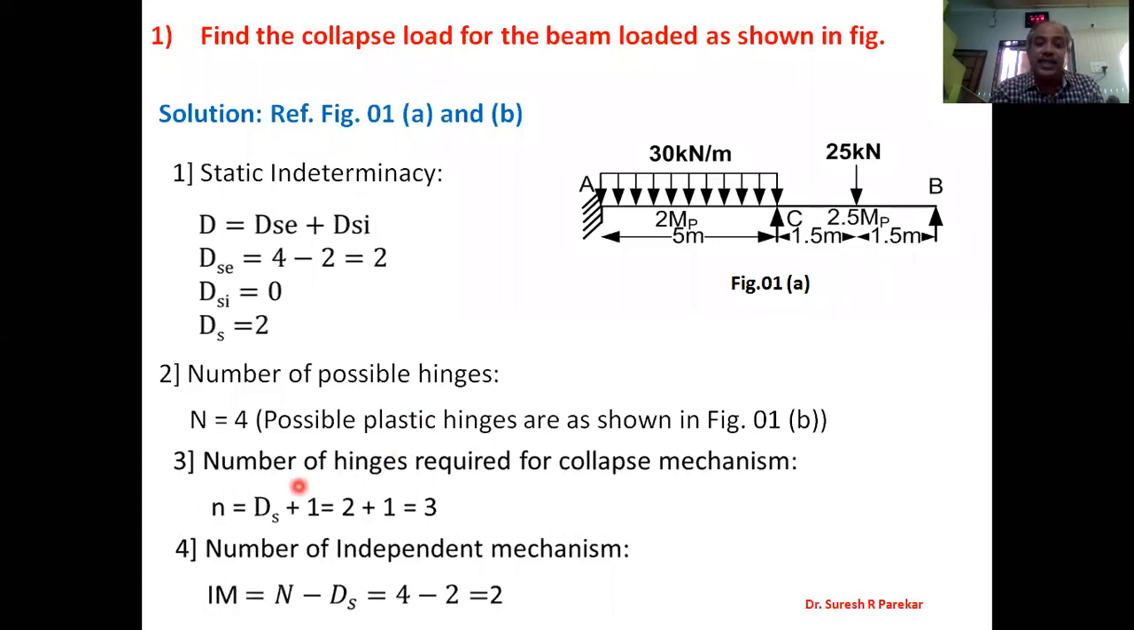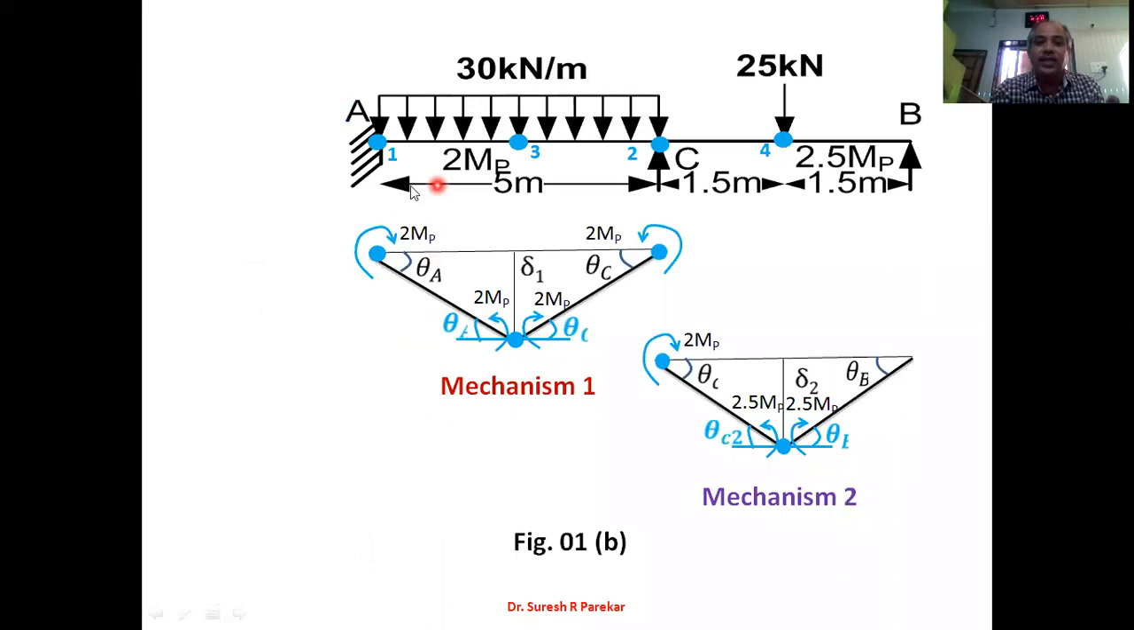Now number of hinges required for collapse. So we have ds plus 1. So we have 3. Number of independent mechanisms we have 4 minus 2. 4 we have capital N, which is number of possible hinges. 2 we have ds that we have calculated, and from this we have 2 independent mechanisms. Now you can see over here hinges first, second, third, and then fourth.